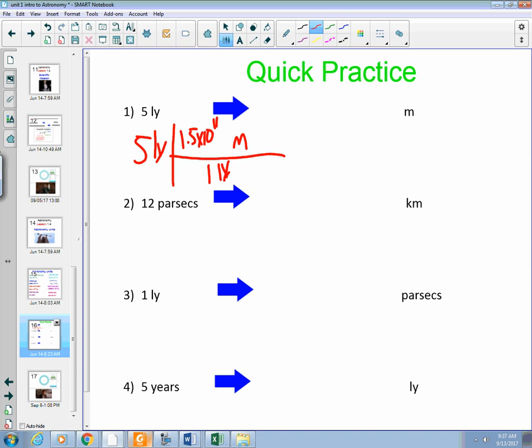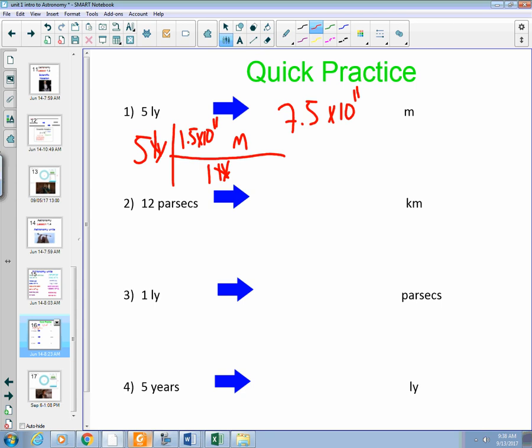All right, so we have 5 light years. We're converting that to meters, so 5 light years times 1.5 times 10 to the 11th meters. The light years should cancel out, and we're left with meters. 7.5 times 10 to the 11th meters.